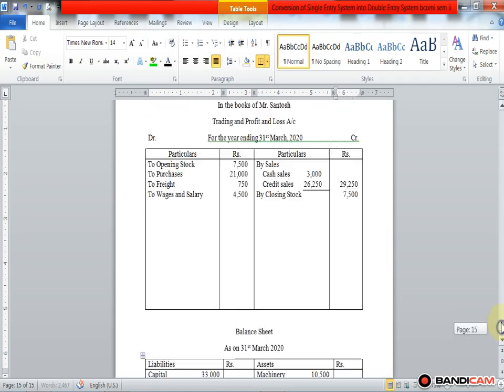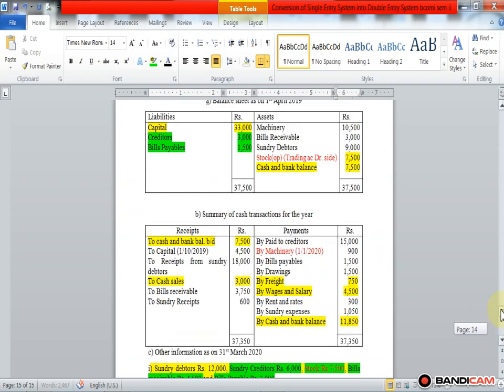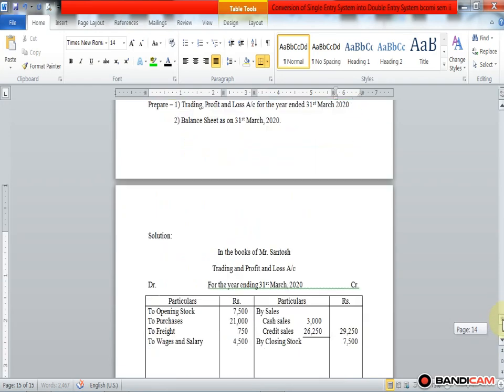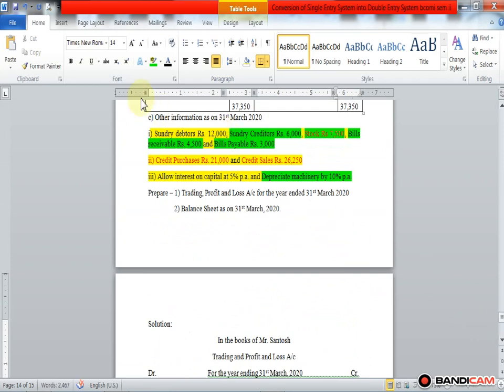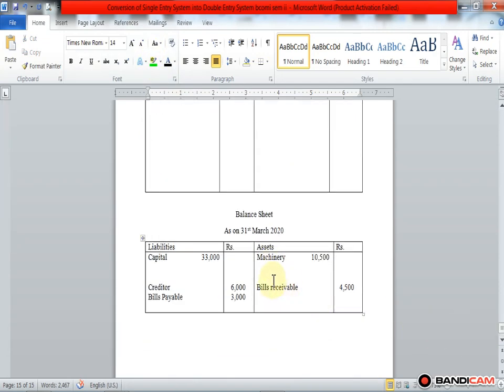Then see the opening balance sheet. Sundry debtors: the closing balance of sundry debtors is given to you, that is 12,000. Okay, so transfer this 12,000 to the asset side. So here sundry debtors 12,000.